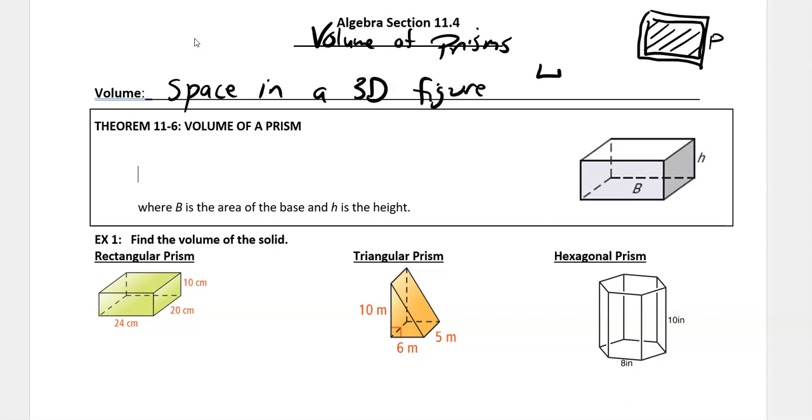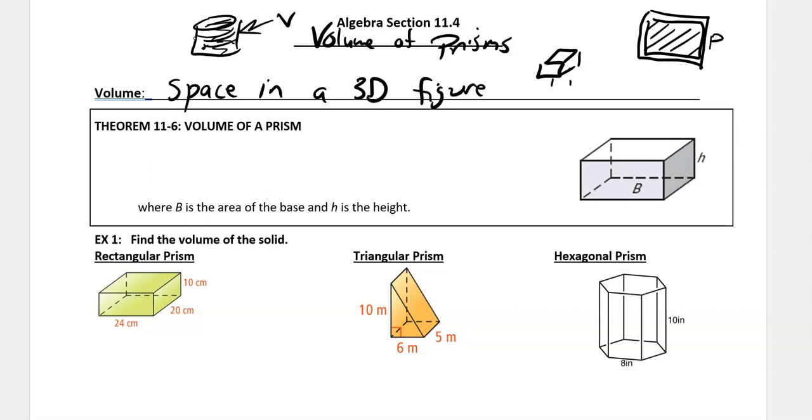It's basically asking how many of these 1 by 1 by 1 cubes can fit inside of your figure. So if you were talking about a soup can, the label would be the lateral area, the metal would be the surface area, and the amount of soup inside would be your volume. Does anybody have any questions?